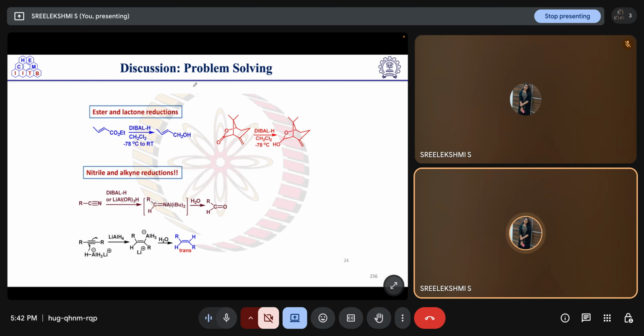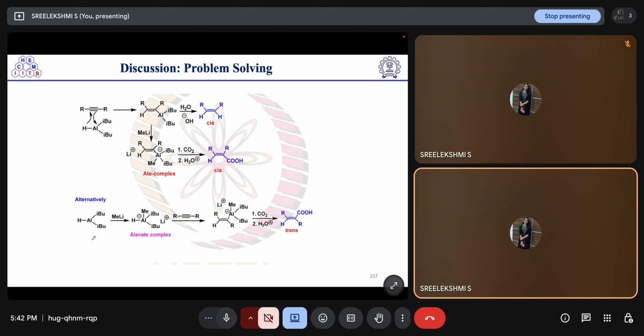So then ester and lactone can be reduced. We can even stop the reaction at the aldehydic stage, or the lactol stage, and the alcohol stage as well. Then nitrile and alkyne reduction. So as we said, LAH will give the trans alkene, DIBAL-H will give the cis alkene. It is due to the difference in the intermediate, where LAH goes through an ionic intermediate. Firstly, lithium will coordinate with the alkene, then hydride will attack from the opposite side. But in the case of DIBAL-H, the aluminium and the hydrogen will coordinate and attack from the same side, so that will give cis alkenes.